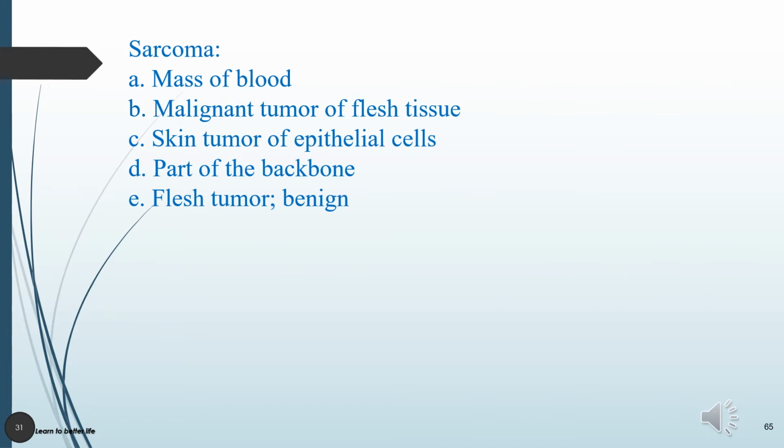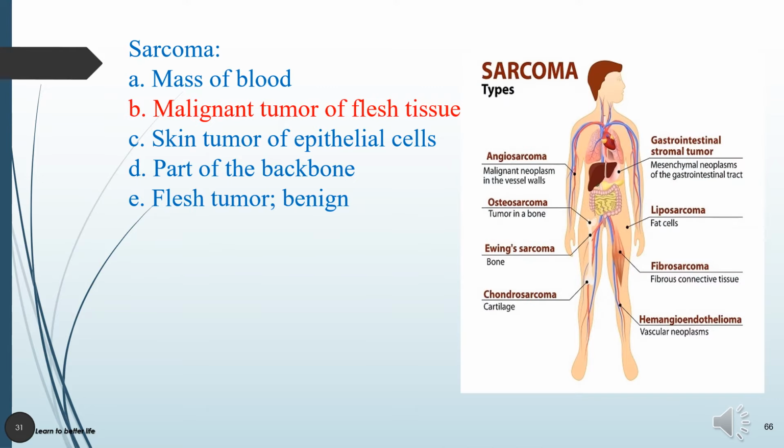Sarcoma is A. Mass of blood. B. Malignant tumor of flesh tissue. C. Skin tumor of epithelial cells. D. Part of the backbone. E. Flesh tumor, benign. Sarcoma is B. Malignant tumor of flesh tissue.